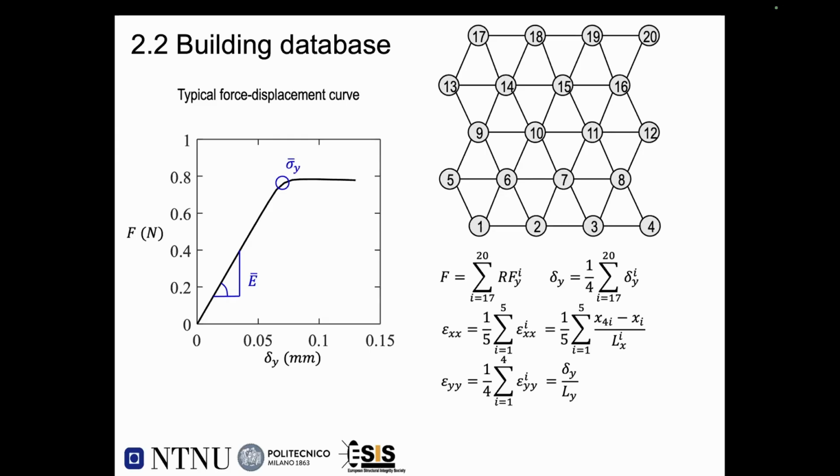This is a typical force-displacement curve of our simulations. We simply extract the linear part for the effective stiffness. We also get our effective strength, and all the detailed calculations are summarized here. That's how we get the reaction force, displacement, and strain in the x and y directions. Therefore, you can get the effective Poisson's ratio.